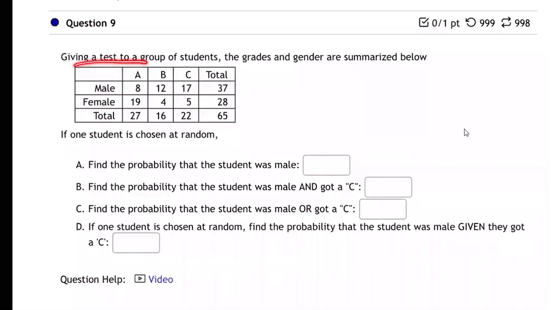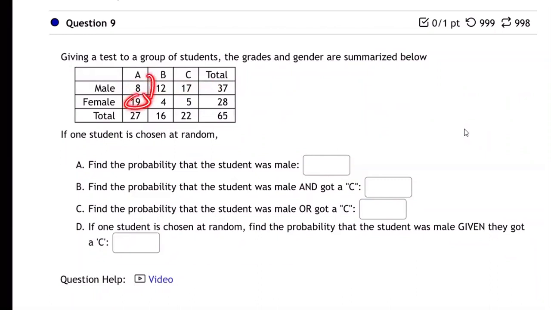Okay, so we're giving a test to a group of students. The grades and gender are summarized below. These 8 people are males who got an A. These 12 people are males who got a B. These 17 are males who got a C. And the total of all the males, 37.